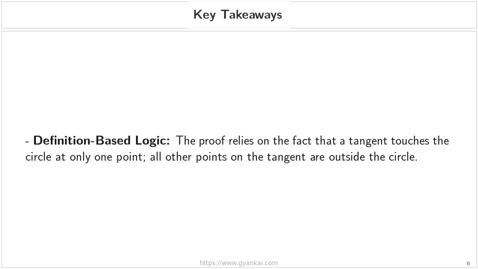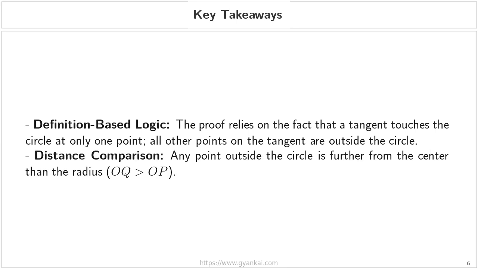Key takeaways. First, let's look at our definition-based logic. The entire foundation of this proof rests on the fundamental definition of a tangent. It is a line that touches the circle at exactly one single point. Because of this, every other point on that line must necessarily lie outside the circle.